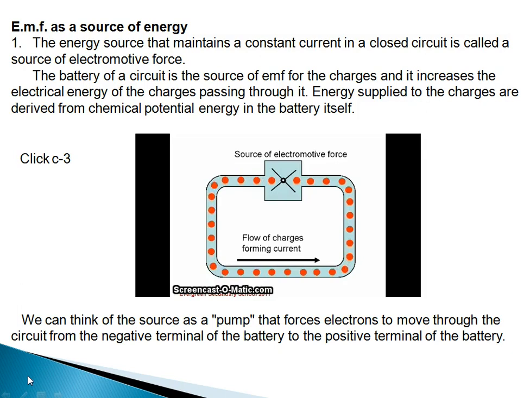So again I will explain EMF and potential difference with a new animation. The energy source that maintains a constant or steady current in a circuit is known as a source of EMF, that is a pump. Here you are observing that electrons are moving in the connecting wire, and when they move from one end to the other end of the EMF, they lose energy, and again they gain the energy when they enter into the pump.